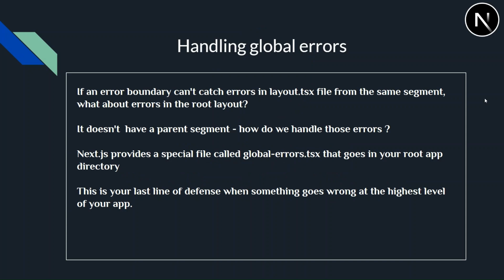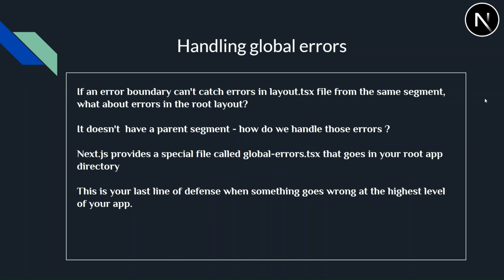Now, because the error boundary cannot catch errors in the layout if the error occurs in layout.tsx within the same segment, what about the root layout? If the root layout has the error, then who is responsible for handling that error? It doesn't have a parent segment. How do we handle it, because it is not inside any folder? It is the main master folder.